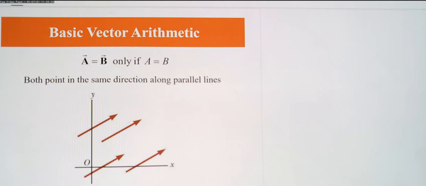Because sometimes the way he identifies or defines things, it's a little bit confusing. A and B are two vectors. They have to have the same direction along parallel lines, and they have to have the same length. In other words, theta and r are the same. Yep. Theta and length are the same.